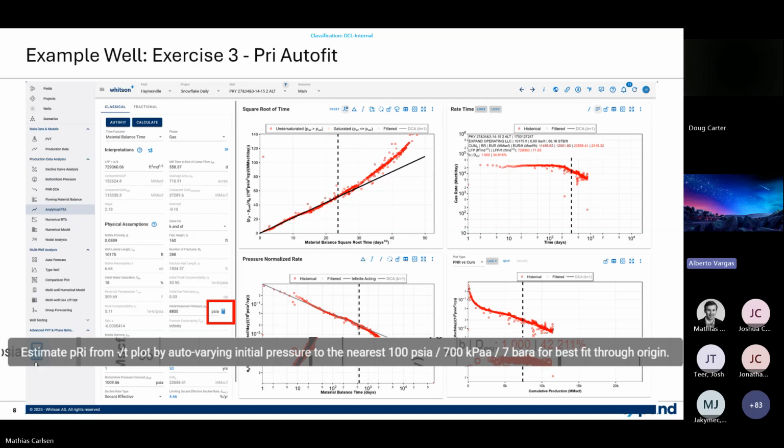We then met with Whitson. My colleague Chad and I were talking on the phone, and we're like, we've got to get better at this. What we like to do is a process of locking the origin plus iterating on initial reservoir pressure to make sure that we get this 0-0 origin and a best fit line. So how can we do that with automation?